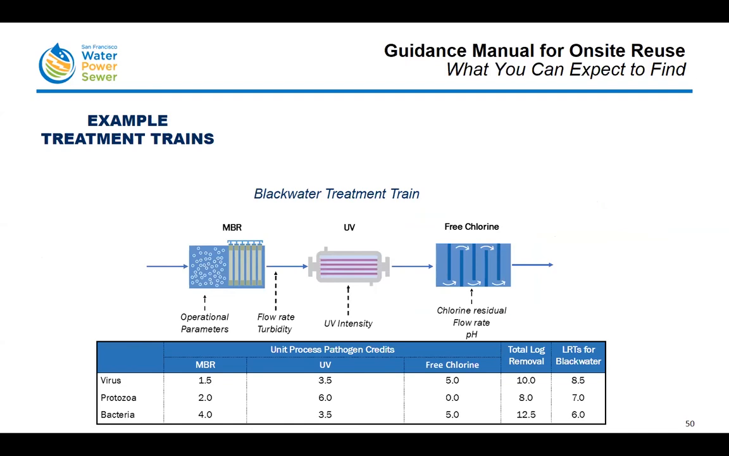In addition, it includes a whole host of examples of treatment trains. Like I showed you a few slides back, this is an example of a blackwater treatment train, and it really breaks down the types of online monitoring that you need to do for the treatment processes, how you can get those credits, and what it all tallies up to in terms of the total log removal.